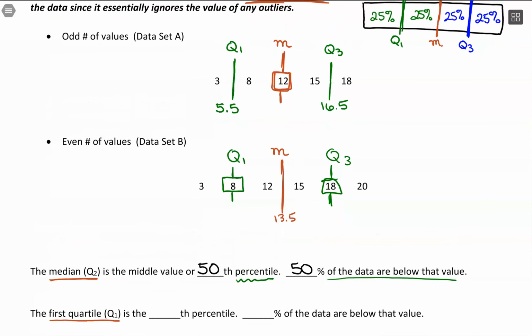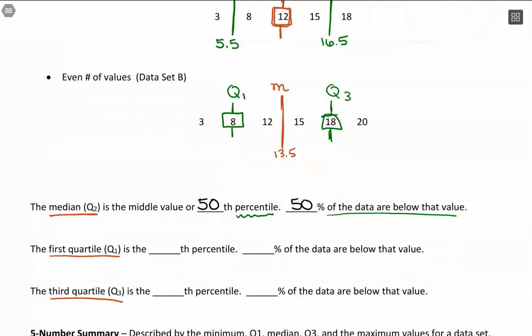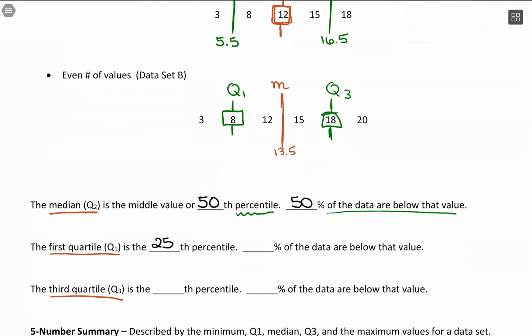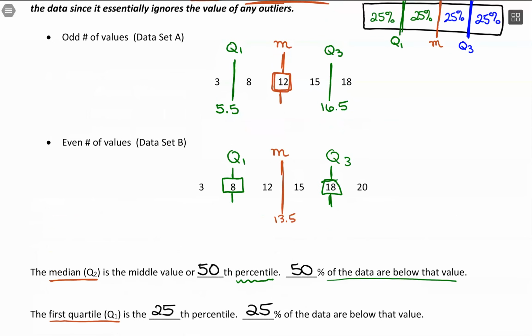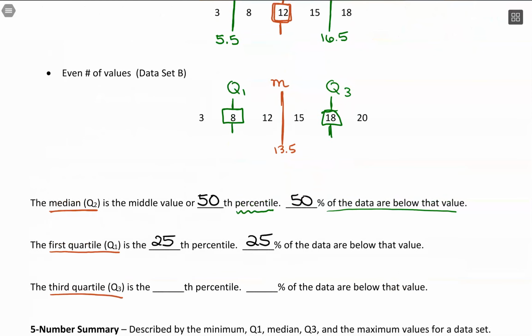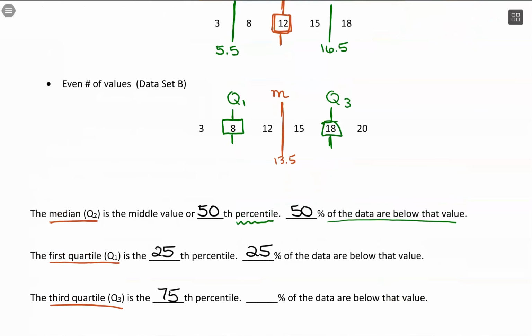For the first quartile, in terms of how much data is below it, 25% of the data is below. So that would be described as the 25th percentile, because 25% of the data is below that number. And then for the third quartile, we want to know how much data is below that value. Well, 75% of our data is below, so that'd be the 75th percentile.